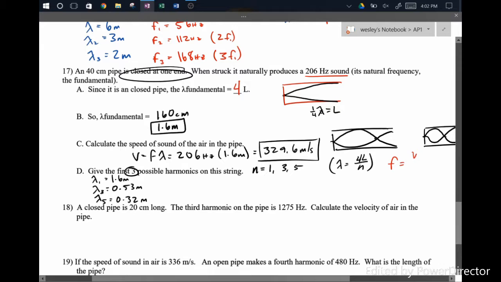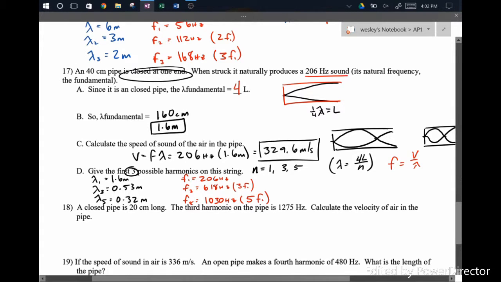We get the frequency the same way we did before. Frequency is going to be velocity divided by wavelength. First frequency was given to us, 206 hertz. The next frequency, frequency 3, is going to be 329 meters per second divided by 0.53 meters, 618 hertz. Frequency 5 is going to be 329 meters per second divided by 0.32 meters, or about 1,030 hertz. If we look at that, the third harmonic has a frequency that's 3 times the first harmonic. The fifth harmonic has a frequency that's 5 times the first harmonic.